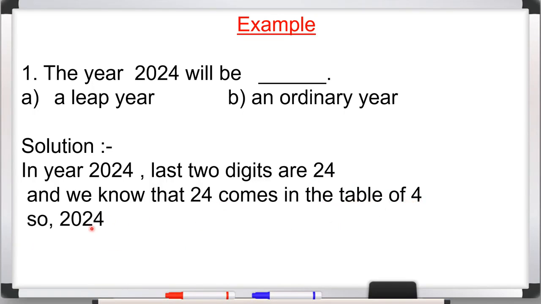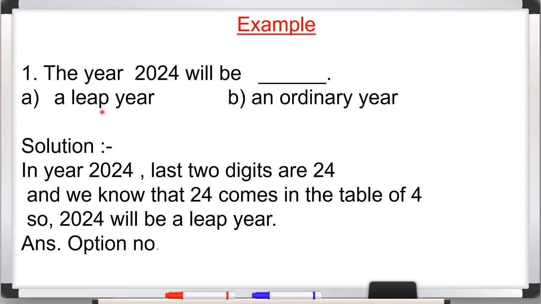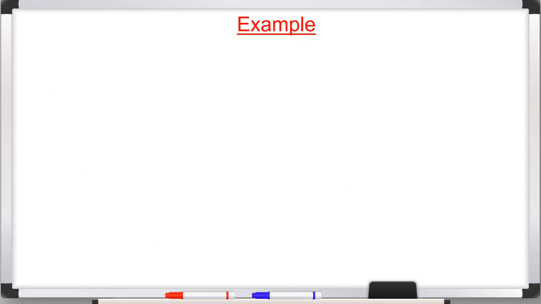So 2024 will be a leap year. ठीक है, क्योंकि ये पूरा पूरा डिवाइड हो रहा है इसलिए 2024 भी पूरा पूरा डिवाइड होगा. So 2024 will be a leap year. Okay, so our answer is option number A is correct. Understood?